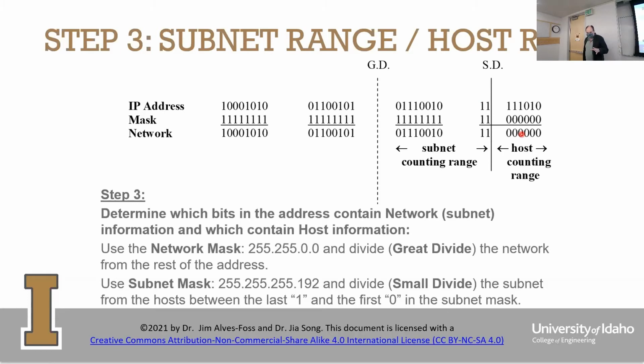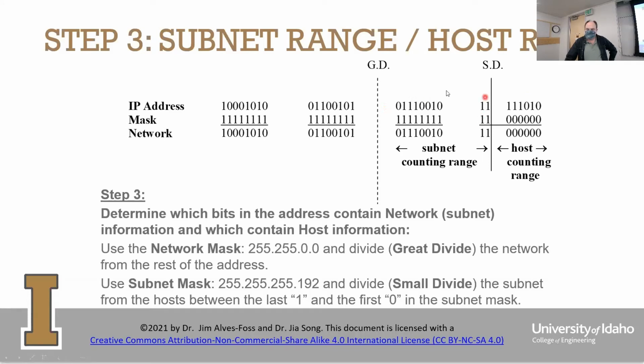So what we're going to do here is use terms called the great divide and the small divide. The great divide is where you separate, for your full network mask, your network itself. And I have no control here. That's why it's a great divide. The small divide is where I have control. I can do my subnet anywhere I want on here. I can move this line anywhere I want.